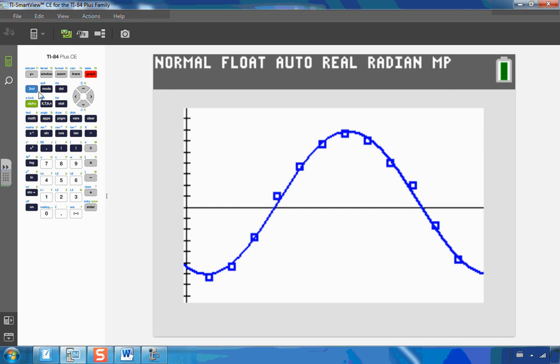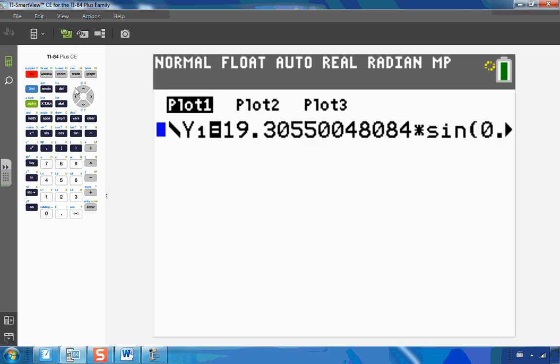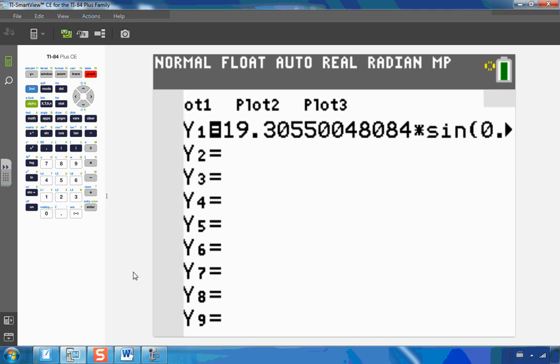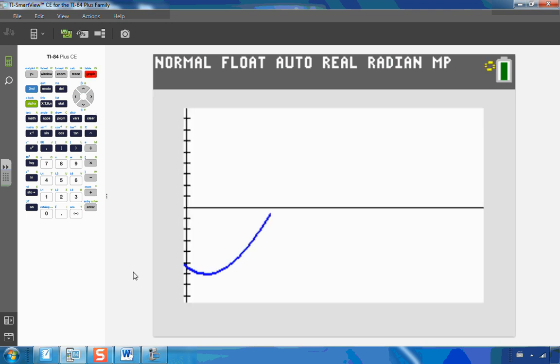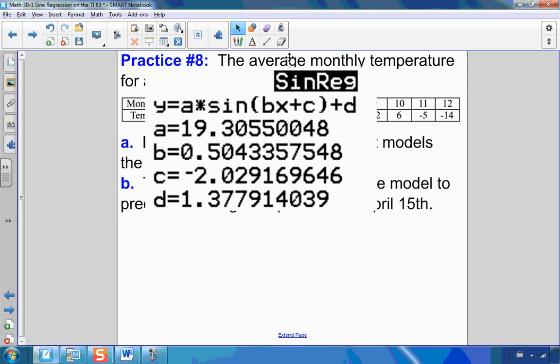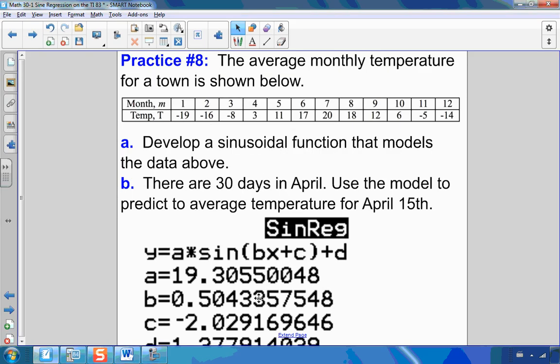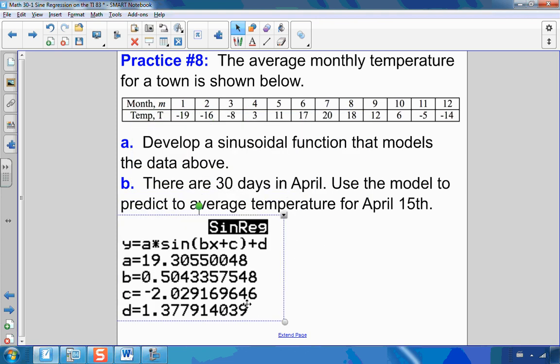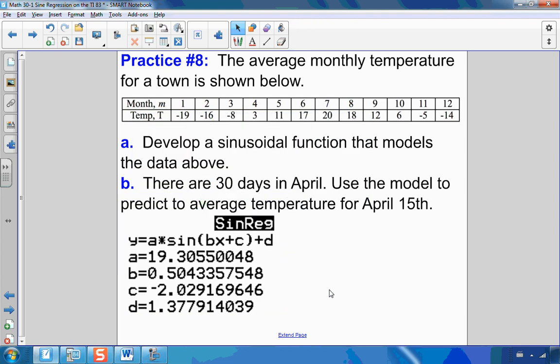Okay. So as soon as I've done that, I just go in here and now I'm done with my plots. I can turn them off. I just want the equation. I don't want the points anymore. So I use the points to come up with the equation and the window setting, but now I don't need them. Okay, so let's go back to our notes and see what we need to do. Okay, so it says develop a sine equation that models the following data. Okay, so all we have to do is put it into this form here.